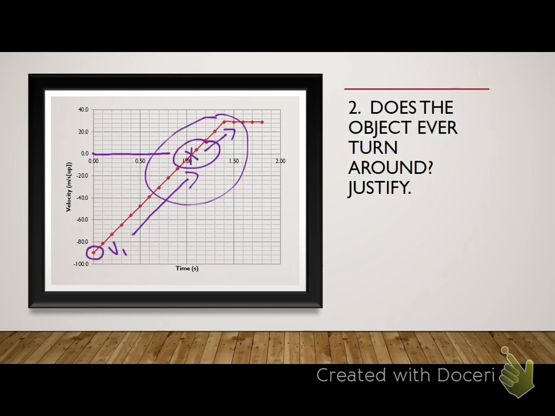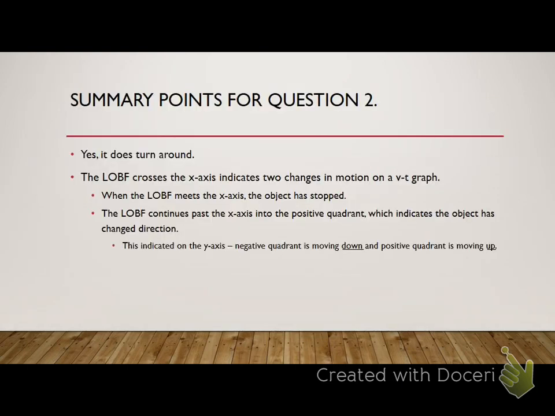Now, that time that it actually stops can be very, very small, but it still exists. Any object that turns around must slow down, stop, and then turn around. Now, to justify, I've just provided a slide to summarize some key things you should include in your explanation. The first thing is, yes, the object does turn around. So you do want to state what the actual answer is.